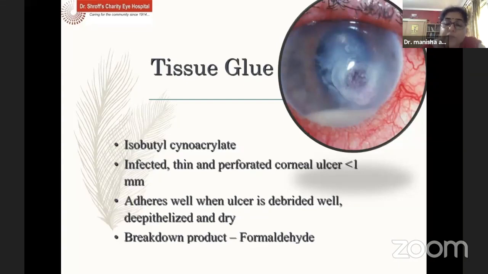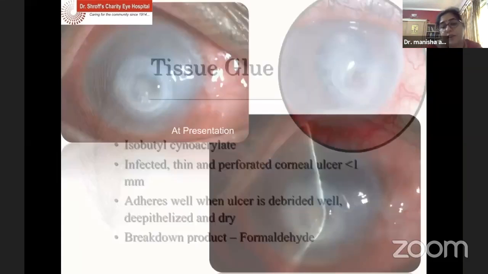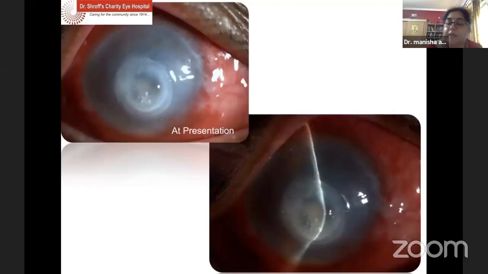It does well when the ulcer is debrided. What's most important is that the surface should be dry and deepithelialized. The breakdown product of this glue, as we all know, is formaldehyde, which helps in holding it together. And the end point always remains the vascularization at this area, which is an indication that the glue can be removed.